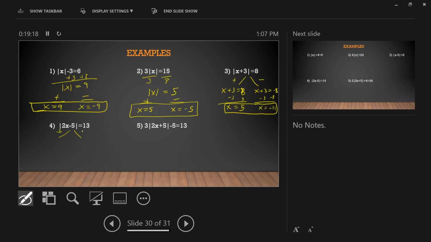So if I split this plus minus, I have 2x minus 5 equals 13. On the right side then, I have 2x minus 5. Left side stays the same, but I have to make the right side a negative. Okay, so then I can solve them both independently. So if I solve them independently, the plus case, I add a 5. Add a 5, I have 2x equals 18. Divide both sides by 2.